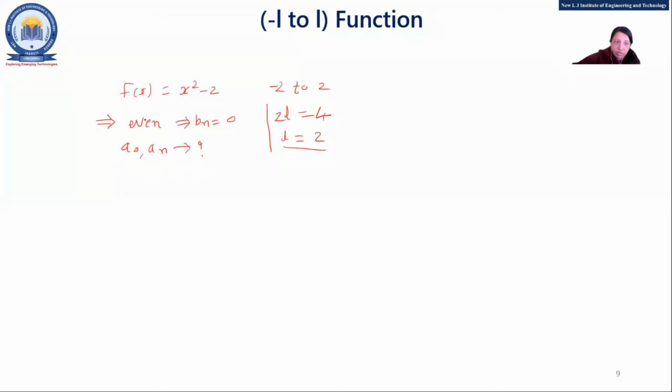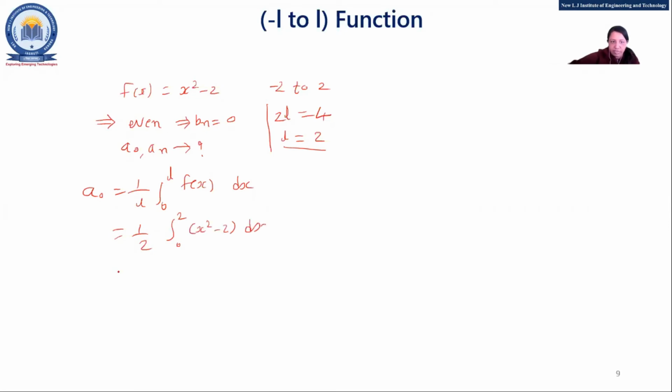We have to find out the function is even. So we'll find out what? A0, An. Simple. The formula for A0 we will directly write down. A0 equal to 1 by L, integral 0 to L, f(x) dx. Now L equal to 2, so obviously 1 by 2, integral 0 to 2, because L is 2, f(x) is x square minus 2, dx.